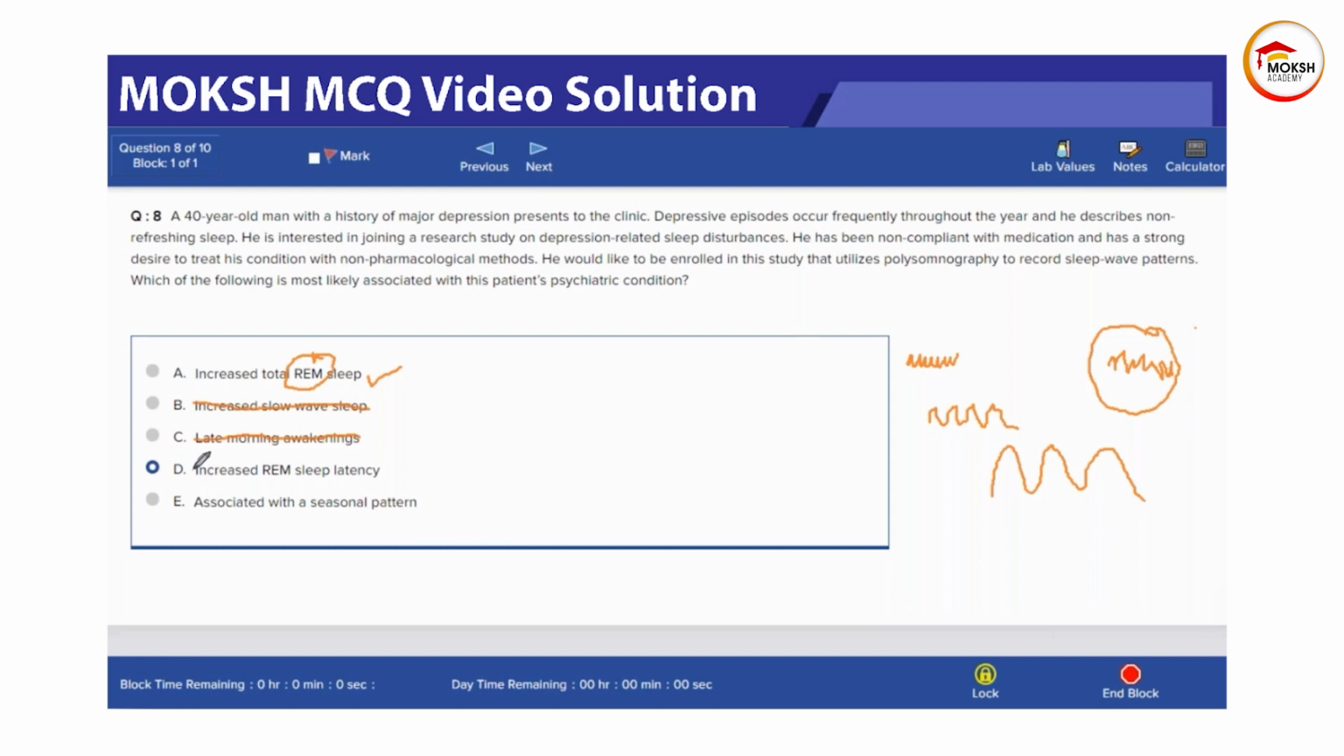Increased REM sleep latency, no. If you're having more REM sleep, then the latency, which is the time required to reach a REM sleep cycle, is going to decrease. So again, increased REM sleep, you know this.